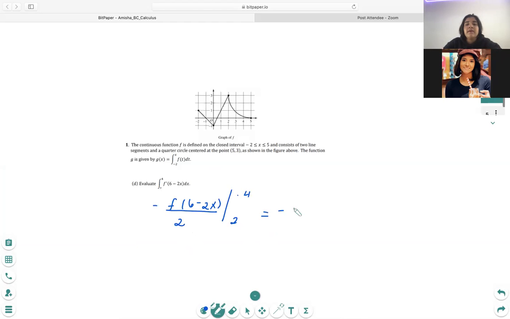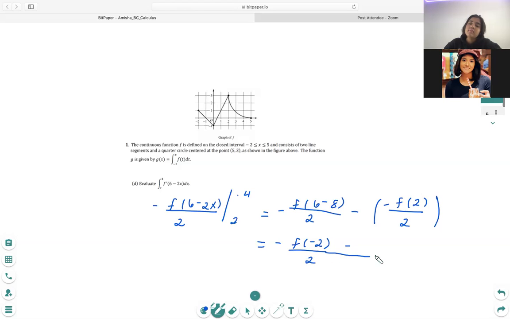So what we're doing here is negative f of 6 minus 8 over 2 minus negative f of 2 divided by 2. So we get negative f of negative 2 over 2 plus f of 2 over 2. You see I just combined our denominators here because they're common. So let's find it: negative f of negative 2 is 1, negative 1 plus f of 2 is 3, divided by 2 will give us a final answer of 1.